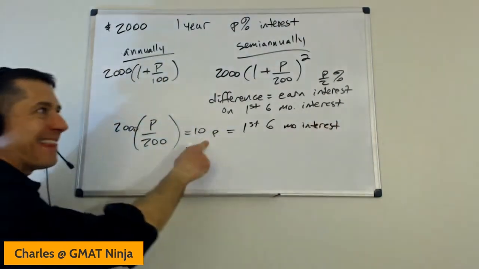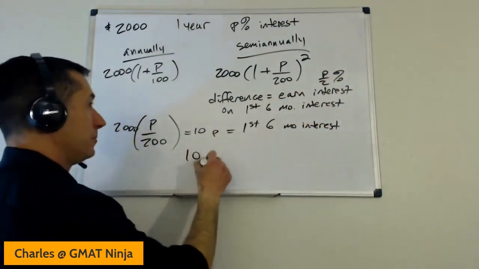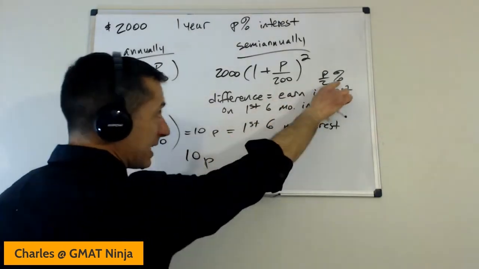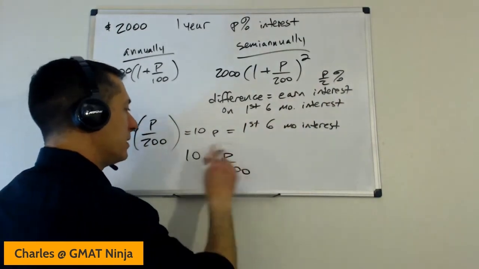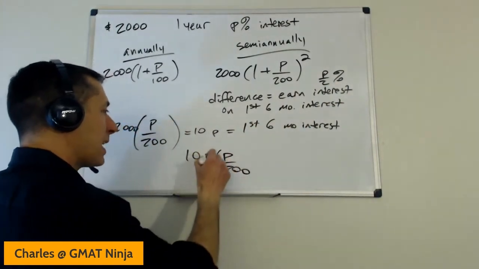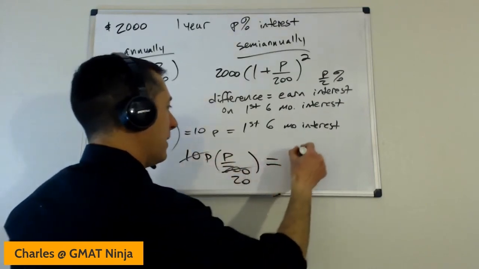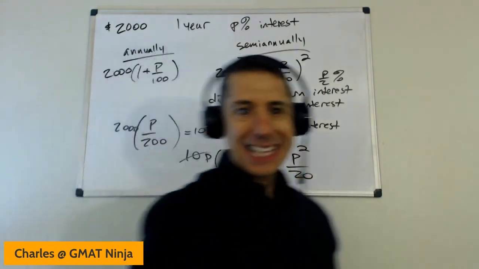Well, how much do I earn on that? I earn P over 2% again. So P over 2%, P over 200, because that percent is over 100, times P over 200. My handwriting is falling apart on me already. And we got P squared over 20. That's it. Classic, classic, classic.